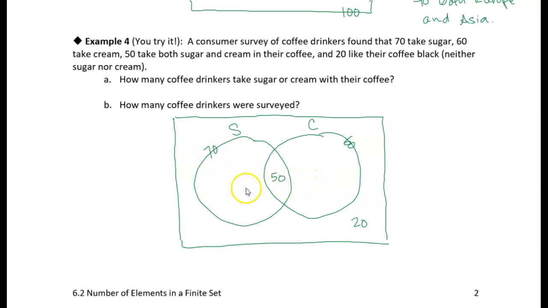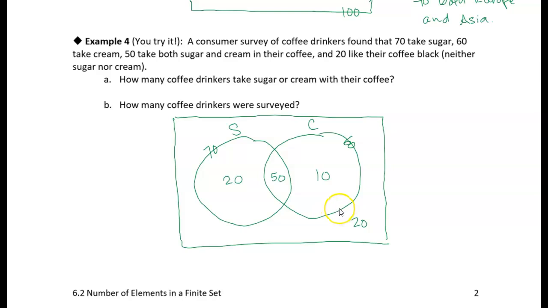So let's go ahead and figure that out. We know 60 like cream and 70 like sugar, 50 like both. So that means 20 people have to like sugar but not cream, because the number of people inside the circle have to add up to the 70, the total number of people who take sugar. Same way over here, we know that 60 take cream, 50 take cream with sugar. So that means 10 use only cream.